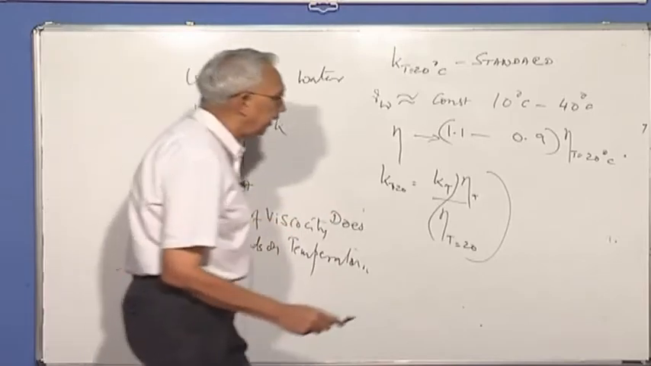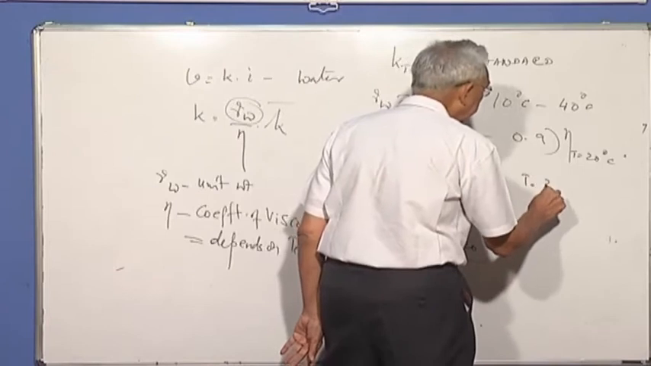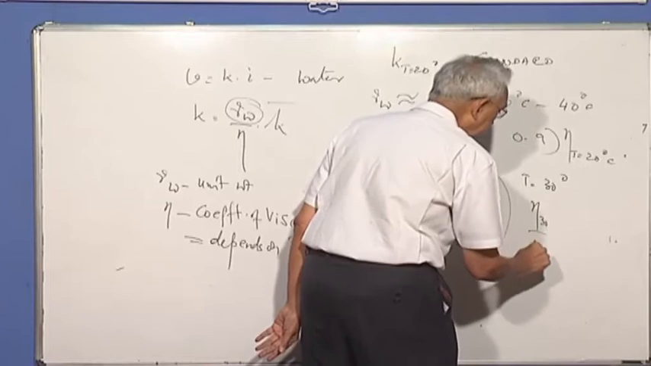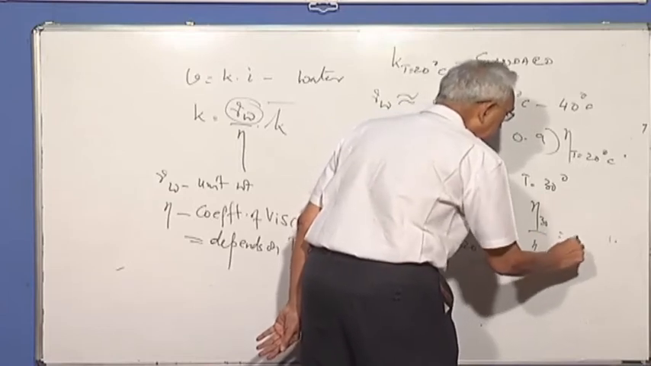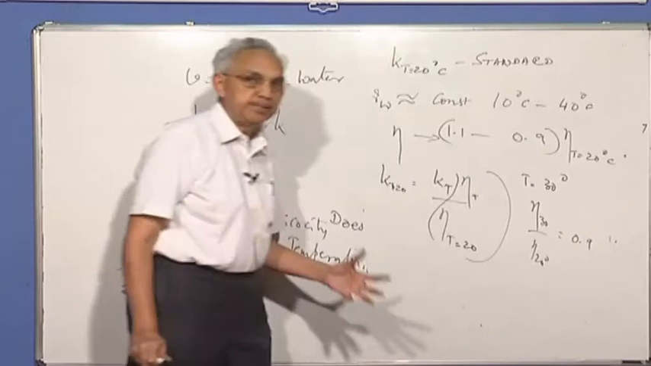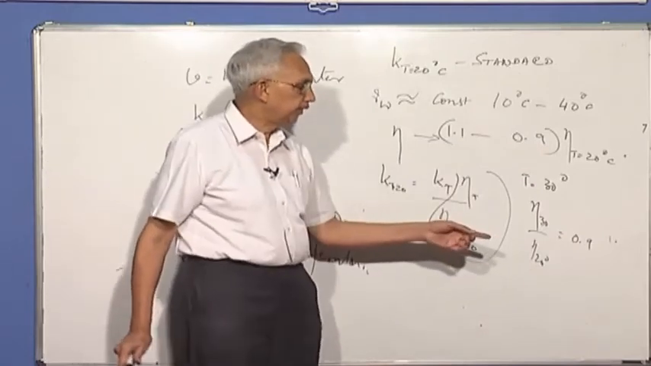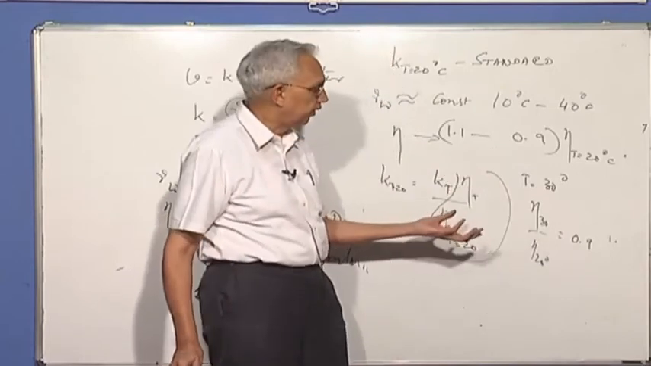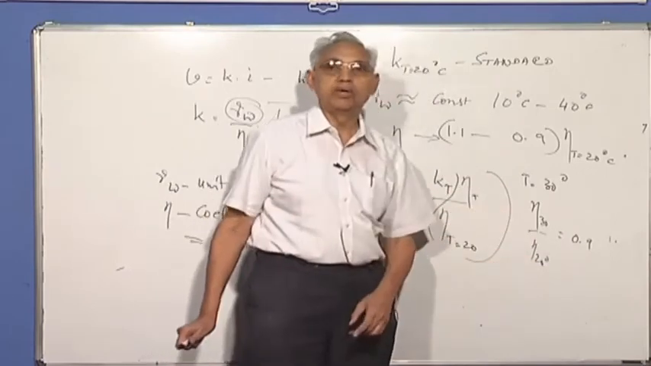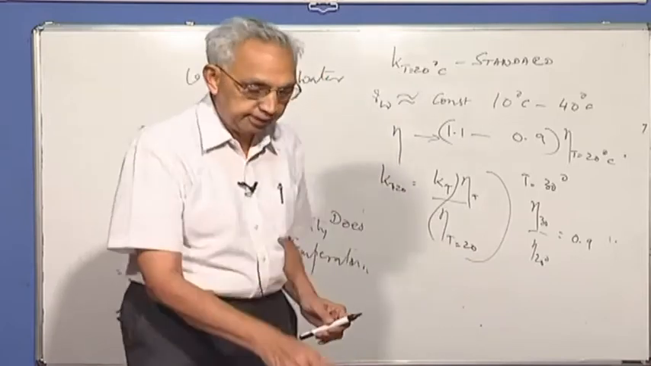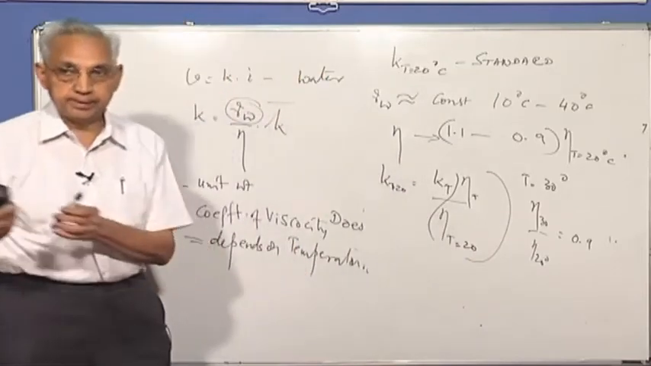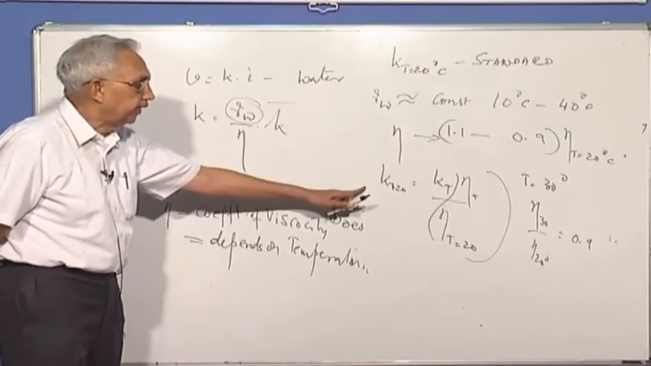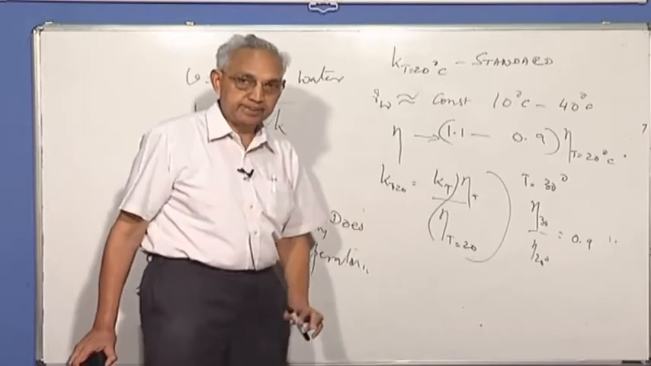And just to give you an idea, if T is equal to 30 degrees centigrade, eta at 30 degrees by eta at 20 degrees is around 0.9. If you are doing the test in summer, when the temperature in the laboratory is around 30 degrees, you will have a very high coefficient compared to what you would get at 20 degrees, which could be the temperature in winter. So when you do the test in the laboratory, please correct it for 20 degrees using this equation.